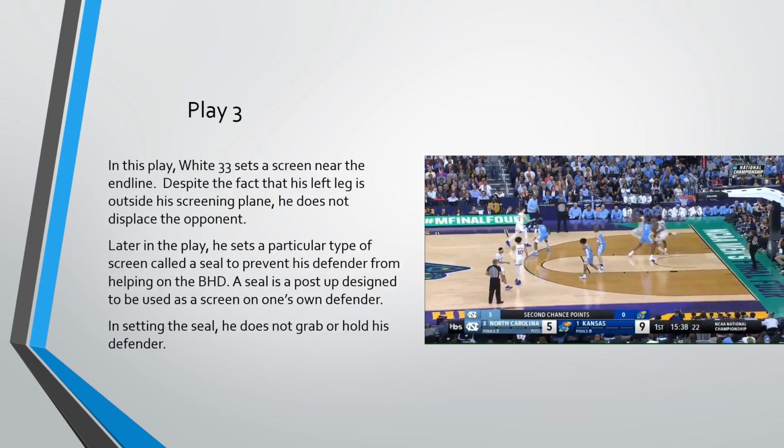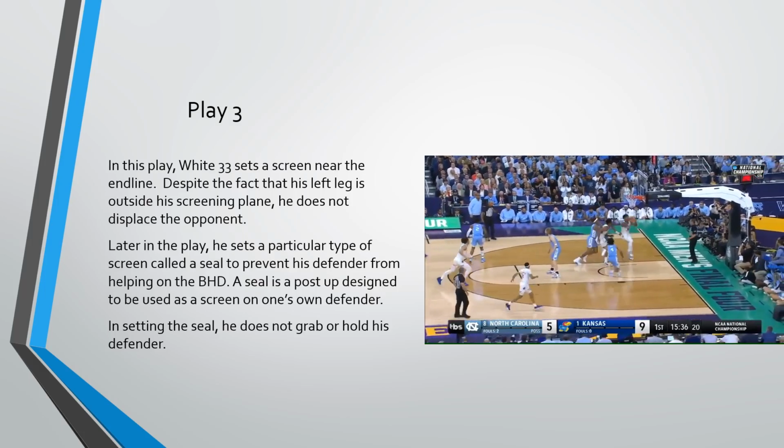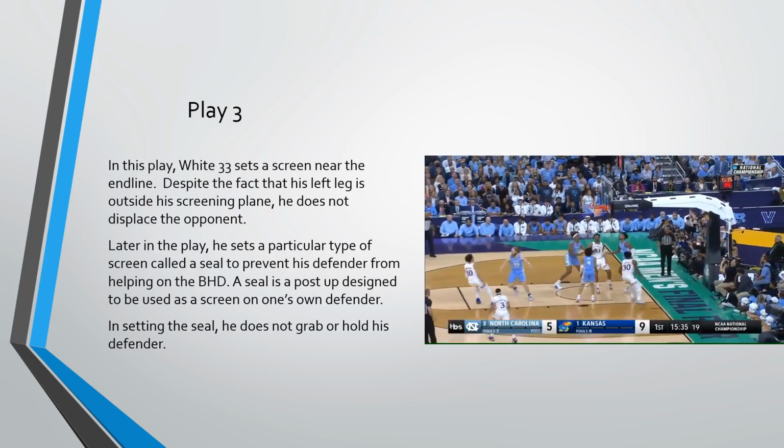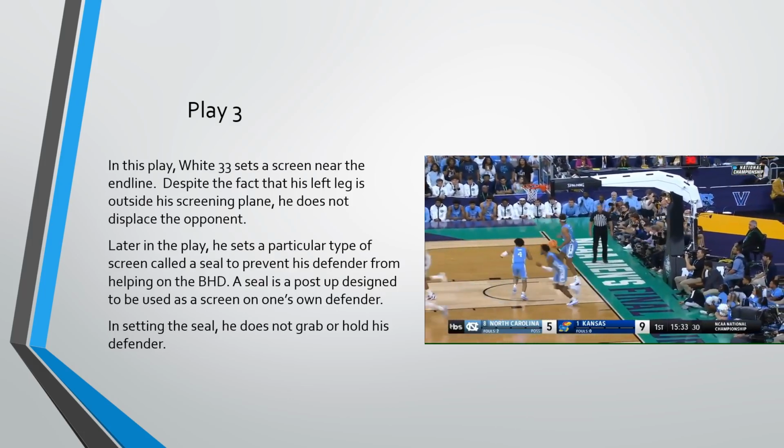In this play, white 33 sets a screen near the end line. Despite the fact that his left leg is outside his screening plane, he does not displace the opponent. Later in the play, he sets a particular type of screen called a seal to prevent his defender from helping on the ball handler dribbler. A seal is a post-up designed to be used as a screen on one's own defender. In setting the seal, he does not grab or hold his defender.